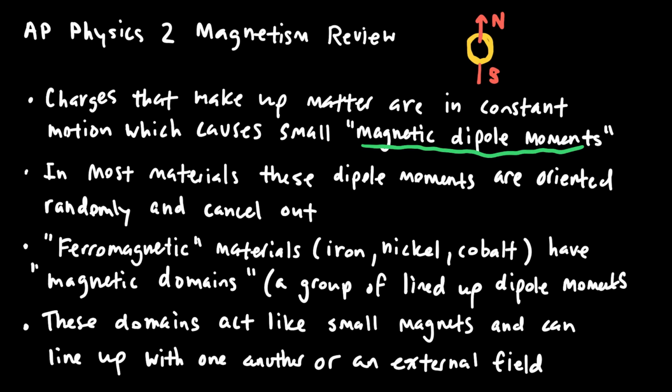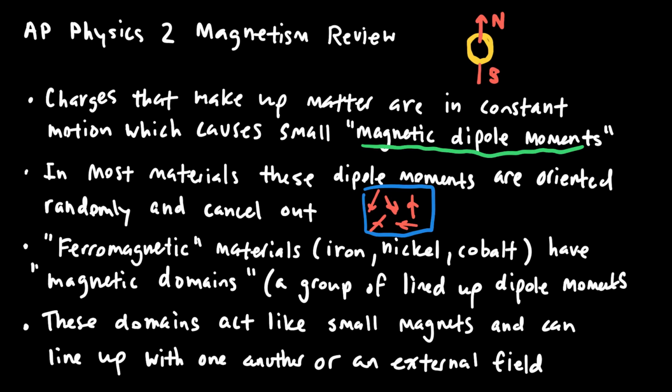Now, in most materials, all of those dipole moments are oriented randomly. Maybe you could imagine a chunk of material where the dipole moments are just pointing in all random directions. And because of the random orientation of those dipole moments, they all sort of cancel out, and none of those small magnetic effects add up to produce anything measurable. And so we say that most materials are not magnetic.